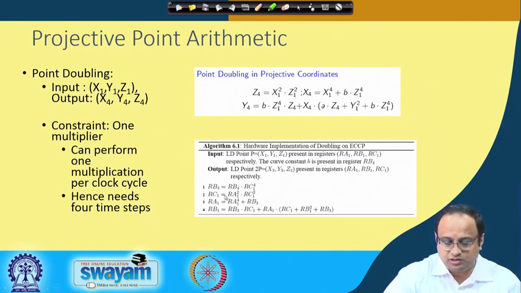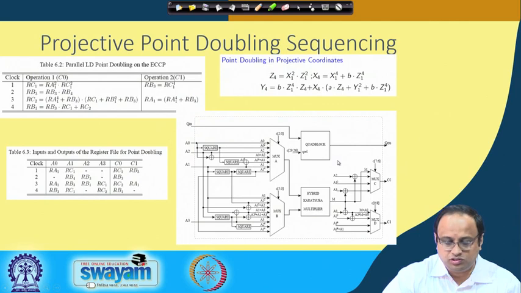In this case, for example, if I schedule the operations, one of the important steps that we need to look into is how you schedule these operations, that means how you do these operations step by step. In this case, we require 4 time steps to do the operation. Here are the corresponding steps which are detailed. This algorithm is essentially a depiction of how these steps would be performed.